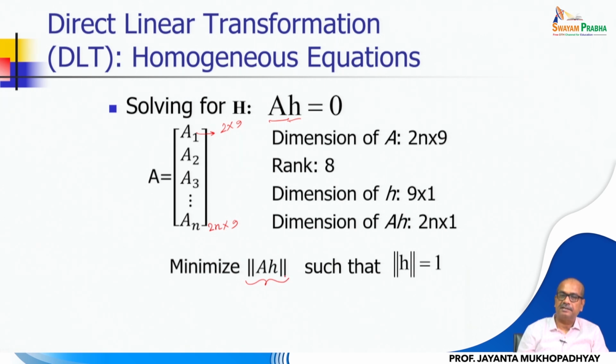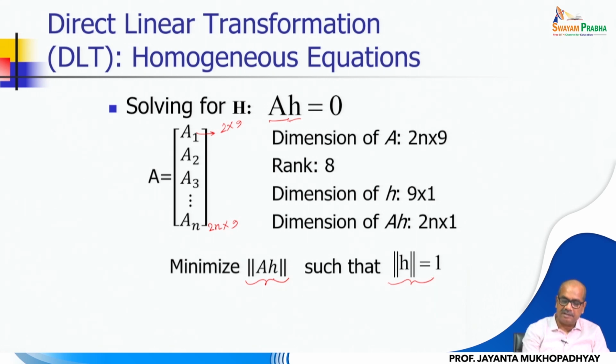So we have to minimize the norm of AH such that H is a unit vector, because you can also scale it. H and kH should both be a solution here. So once again, you just put a restriction in the minimization that H is a unit vector in the solution.